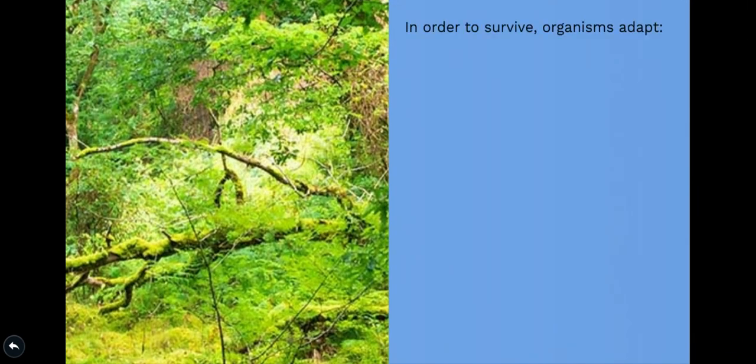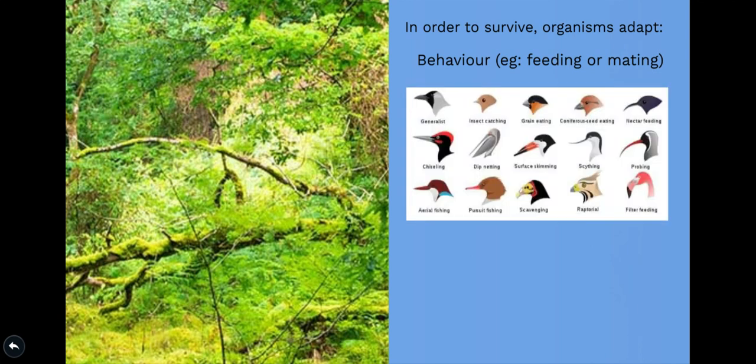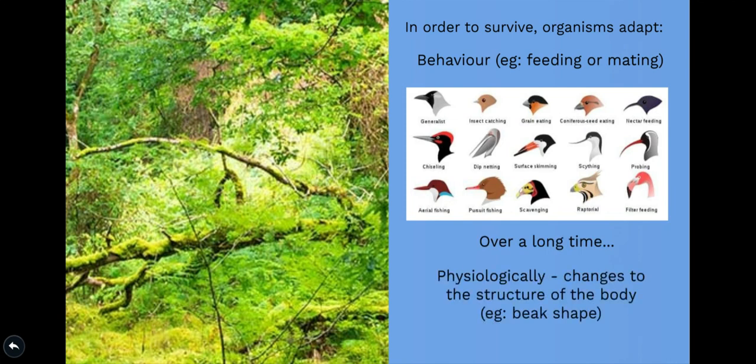In order to survive, organisms have to adapt. They have to change. This happens very quickly in terms of behavior. Behavior can change in a single generation in the form of feeding or mating habits. And essentially can be seen again in this image here. So all of these individuals at some point will have changed their feeding behavior in order to become what they are today. Now, what we can see is that behavior change in terms of feeding then in turn leads to physiological change over a longer period of time.